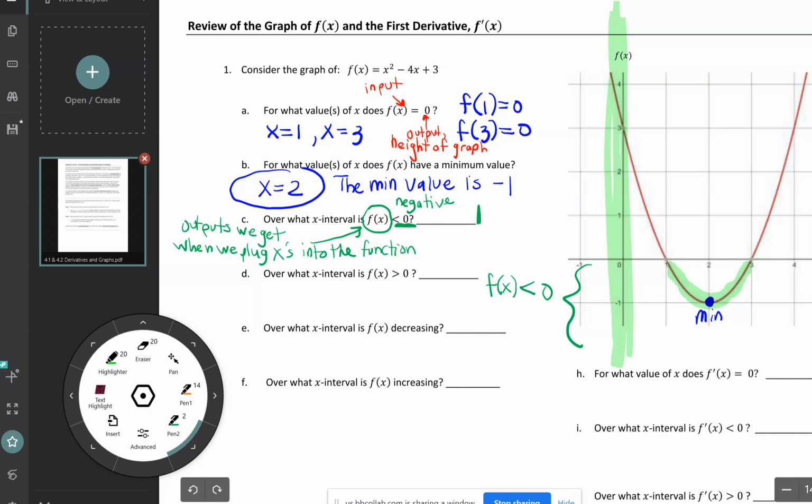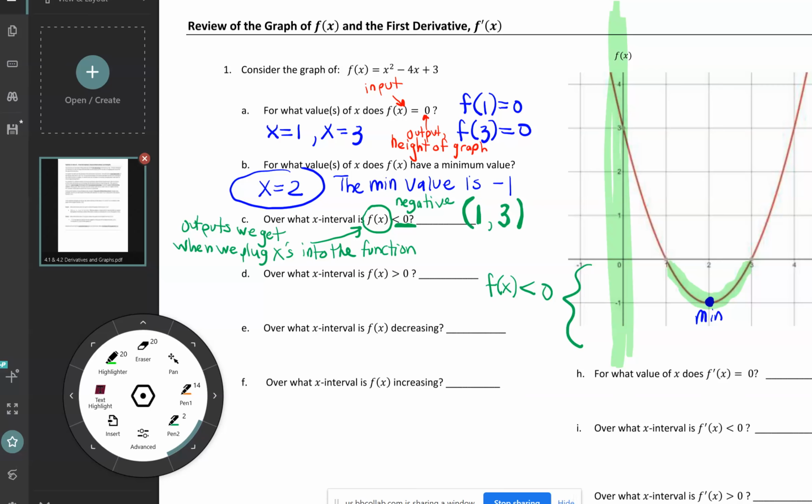We don't include the 1 because at 1 it actually equals 0, right? So I'm going to put a parenthesis there. And I don't include the 3 because at 3 it actually equals 0. So I put a parenthesis. If it was negative, I do a bracket. Or if it said less than or equal to 0, I would include a bracket, but it just says strictly less than, so I'm just going to put a parenthesis there. That's where my function values are negative.